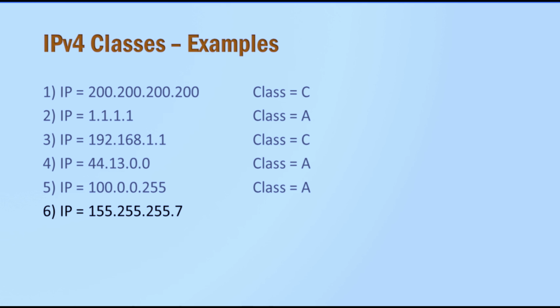And the last example would be 155.255.255.7. So the first octet is 155. Class A is between 1 and 126. Class B is between 128 and 191. So this IP belongs to class B.